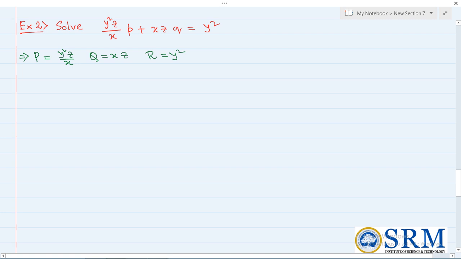So now we can solve it by the auxiliary equation. dx upon P equals to dy upon Q, this is equals to dz upon R, right? So this implies dx upon y square z upon x, this is equals to dy upon x into z, this is equals to dz upon y square.